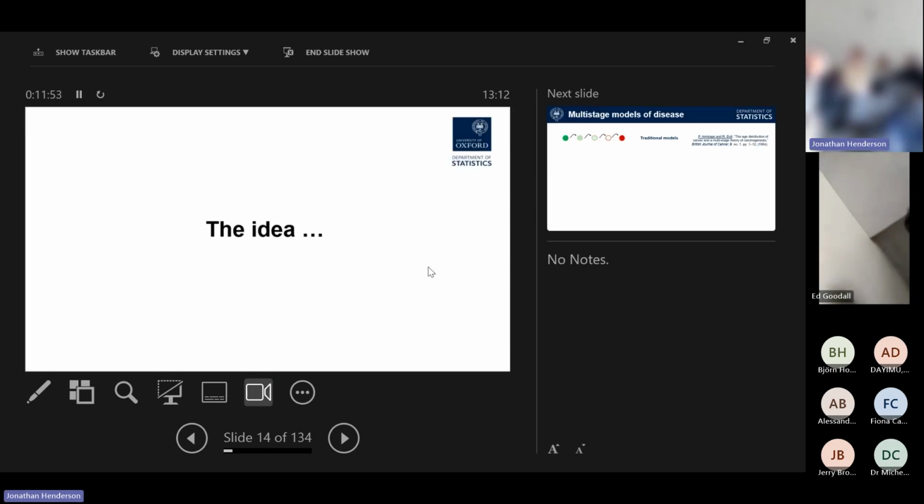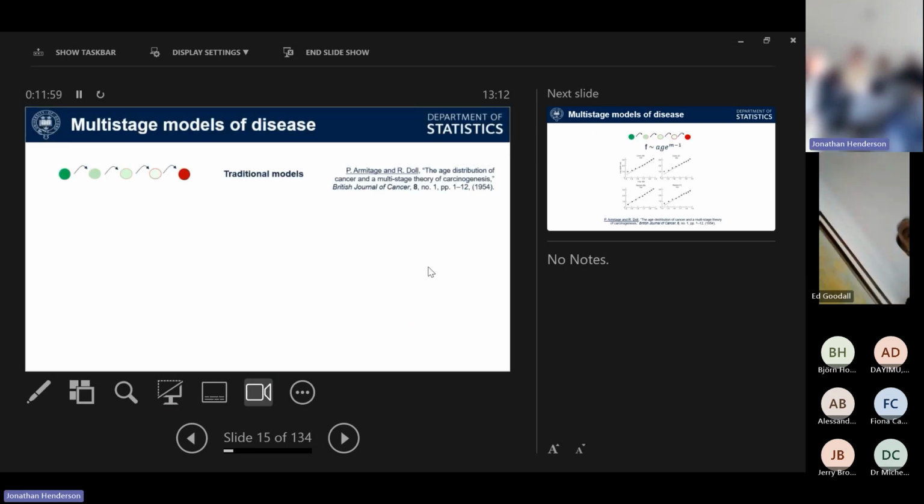So what is a multi-stage model of disease? Here's the basic idea. Going back to the 1950s, the model that was conceived was of cancer originating through a sequence of genetic mutations. So you'd remain healthy until that very last genetic mutation occurred, and then the cancer would develop. And what the authors realized was that if these mutations occurred at an approximately constant rate, then this would lead to a very particular distribution in the incidence of cases as a function of age.